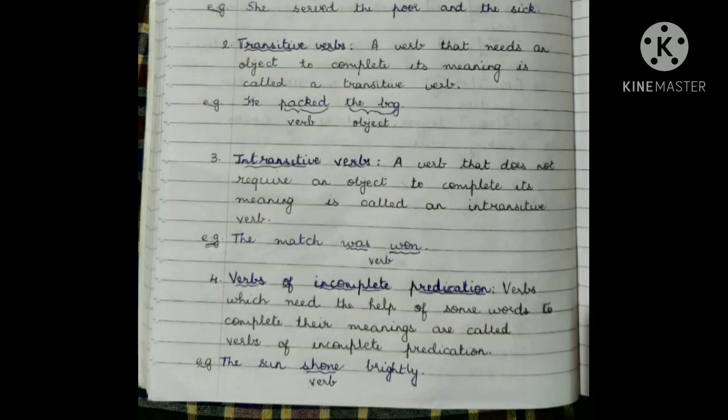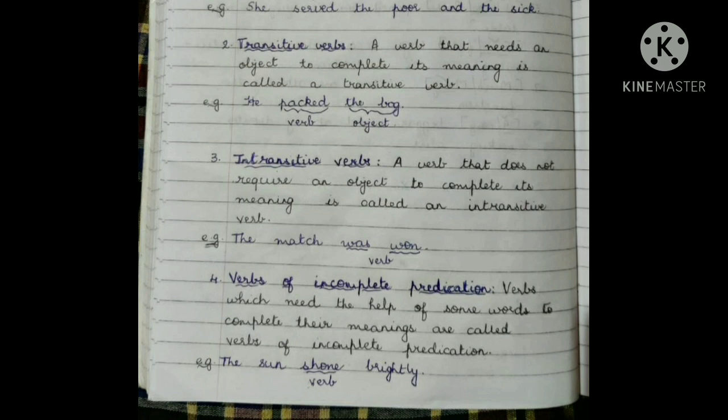Now let us see something about the types of verbs. Transitive verb: a verb that needs an object to complete its meaning is called a transitive verb. That means it needs an object to complete the meaning of the sentence. So that is a transitive verb. Let us see the example. He packed the bag. Here if we say only he packed, we do not get the complete meaning of the sentence. It needs the help of the object to complete the meaning.